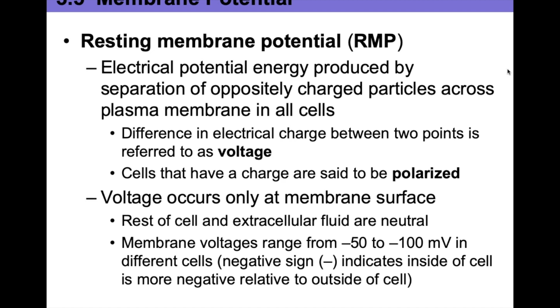Our membrane voltages range from negative 50 to negative 100 millivolts. This is not something you need to really concern yourself with, like what's normal right now. Just understand the whole point of having membrane potential is just saying that you have different ions that exist on either side of the membrane.